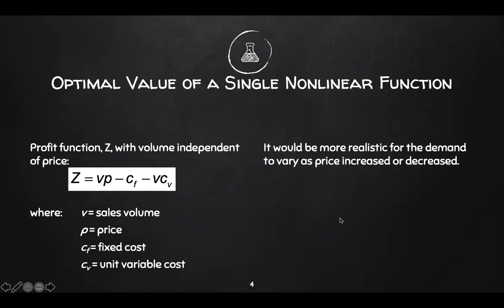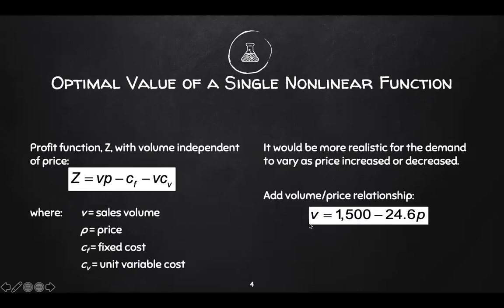But if you think about it, it would be more realistic for the demand to vary as price increased or decreased. Tama naman, di ba? Kasi, for example, if tumaas yung price, then lesser people will buy your product because medyo mas mahal na yung product mo. And so on. Or pag binaba mo yung price, baka mas marami or mas lumaki pa yung demand for your product. So for example, let's add a volume-price relationship. For example, ito yung volume-price relationship. Volume is equal to 1,500 minus 24.6 times the price.